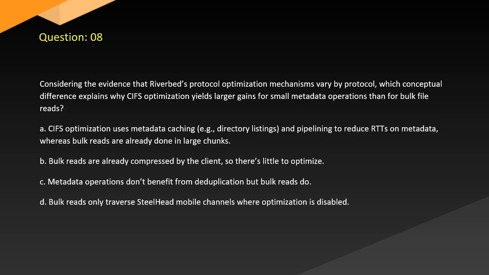Question 8. Considering the evidence that Riverbed's protocol optimization mechanisms vary by protocol, which conceptual difference explains why CIFS optimization yields larger gains for small metadata operations than for bulk file reads? A. CIFS optimization uses metadata caching, e.g., directory listings, and pipelining to reduce RTTs on metadata, whereas bulk reads are already done in large chunks.